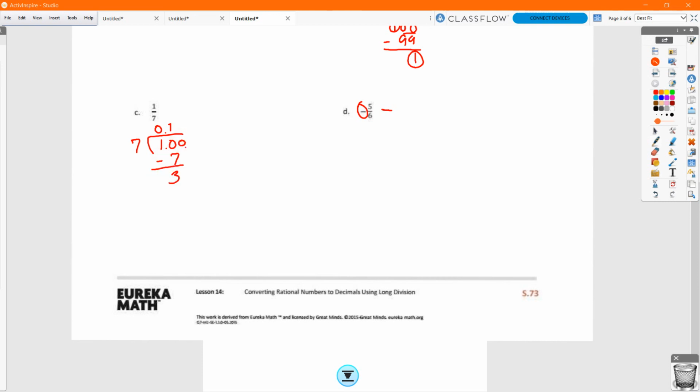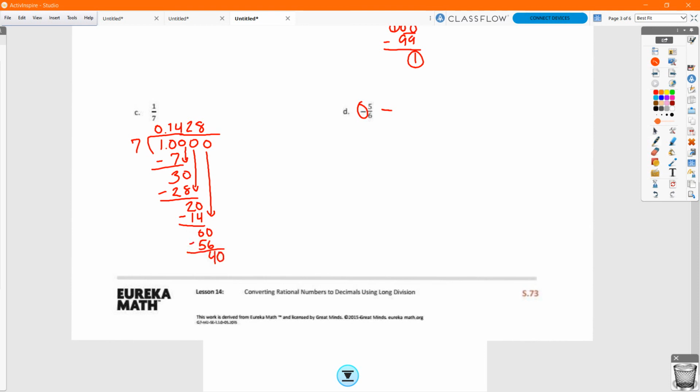We add a 0, we shoot it down, we get 30. 7 can go into 30 4 times. 4 times 7 is 28. We subtract, we get 2. We add a 0, we bring it down. 7 can go into 20 2 times. 2 times 7 is 14. We subtract, we get 6. We add a 0, we shoot it down, we get 60. 7 can go into 60 8 times. 8 times 7 is 56. We subtract, we get 4.